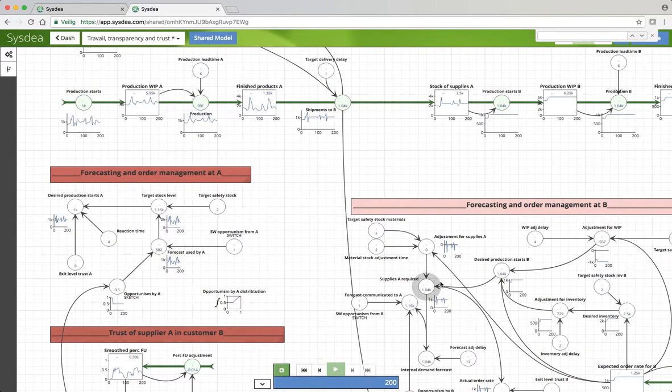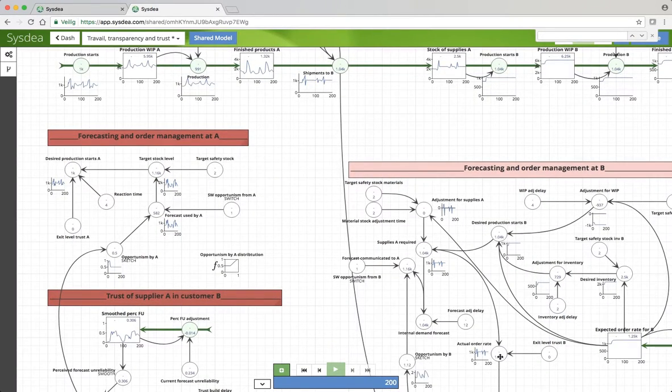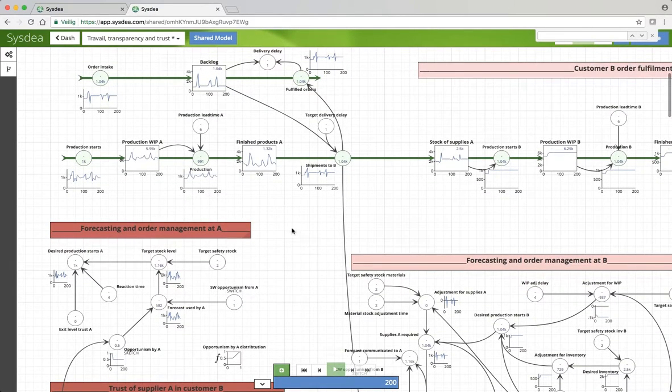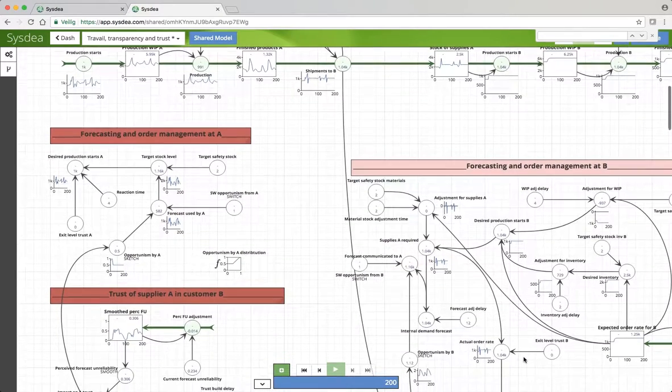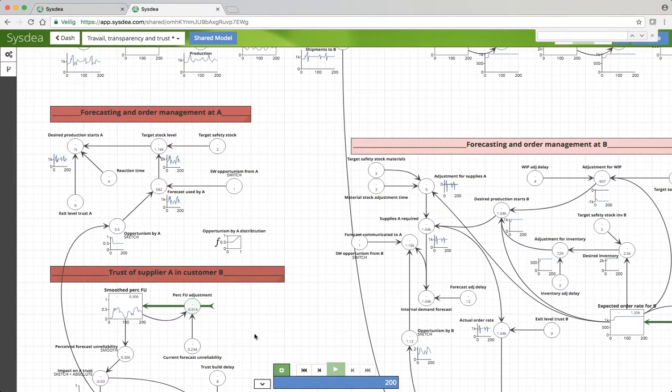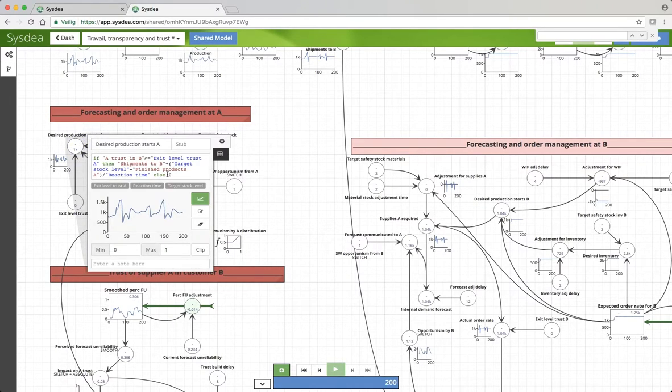Desired production starts goes not straight in here in the actual order rate, but as said in the order intake up here. We'll see in a minute what that does compared to the forecast, but really the forecast is being shared in this area. We have a forecast used by, let's start with the desired production starts.